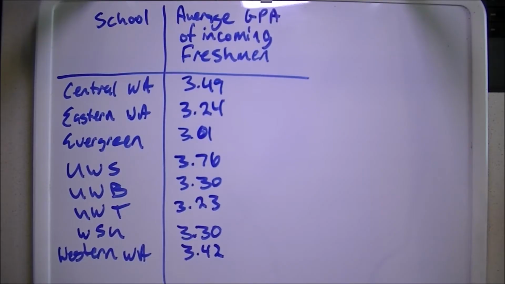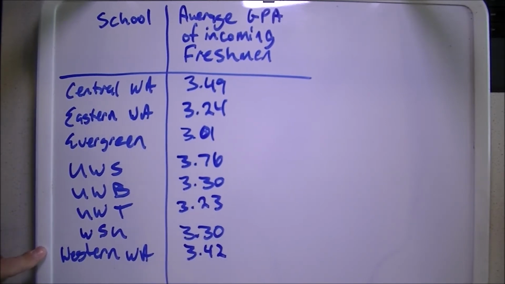Let's jump into calculating range, variance, and standard deviation. For our example, I will use entering GPAs for freshmen for all Washington State public universities. Let's take a look at our scores. As you can see here, we have our average entering class GPAs, or average GPA for incoming freshmen, for each of the Washington public universities: Central, Eastern, Evergreen, UW Seattle, UW Bothell, UW Tacoma, Wazoo, and Western Washington. We want to know the range, variance, and standard deviation for this distribution of scores.